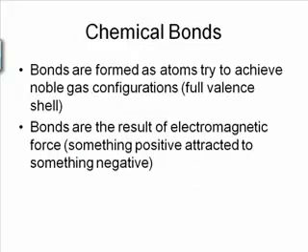Okay, so let's talk a little bit about the basics of chemical bonds. Chemical bonds are formed because, as we've talked about before, the atoms want that nice, stable, noble gas configuration. They want full s and p sublevels in their outermost shell. The other thing to think about is that these bonds are the result of electrostatic forces, something positive attracted to something negative.